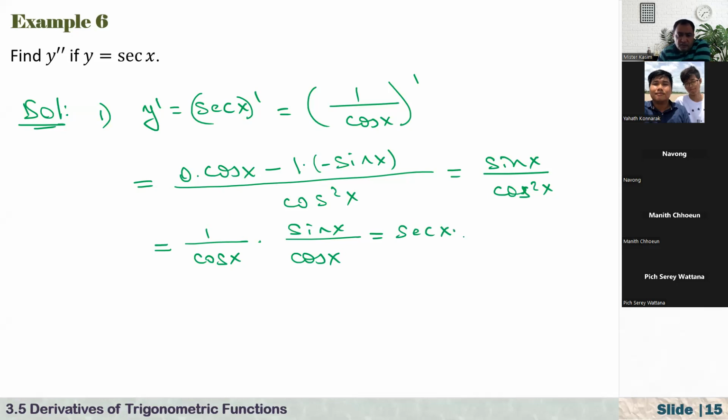And how about sine over cosine? That is tangent of x. And that's why the derivative of secant x is secant of x times tangent of x.